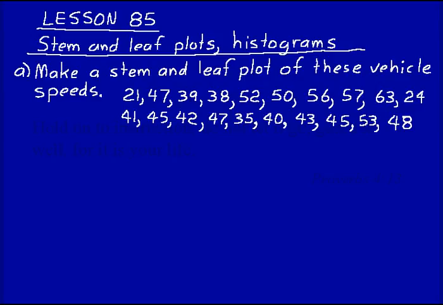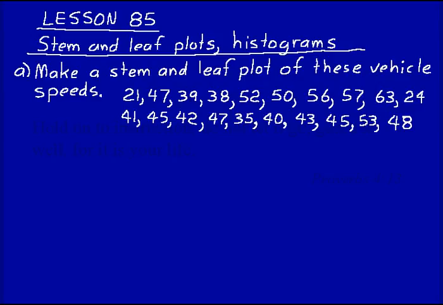Lesson 85 is on stem and leaf plots and histograms. Those are some pretty strange sounding descriptions. What these are is ways to work with a set of numbers. Now we've learned about range, mean, median, and mode as methods that people who work with statistics use to work with a set of numbers. In the same way, that's what stem and leaf plots and histograms are doing. They help you organize a set of numbers and see how they're distributed.